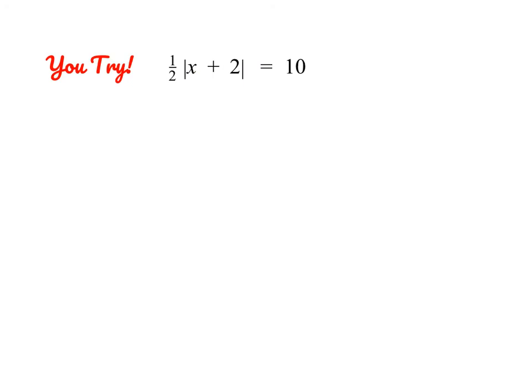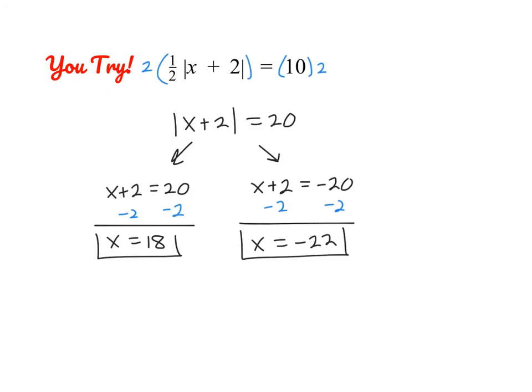All right, so at this point, please pause the video, give this one a try on your own, and when you're ready to check your answers, hit play. All right, so go ahead and check your answers here. So again, isolate absolute value of x plus 2, and then you can create your two separate equations, one for positive and one for negative, and then just finish solving. So you should get x equals 18 and negative 22.